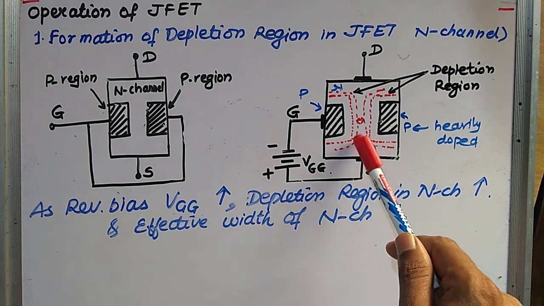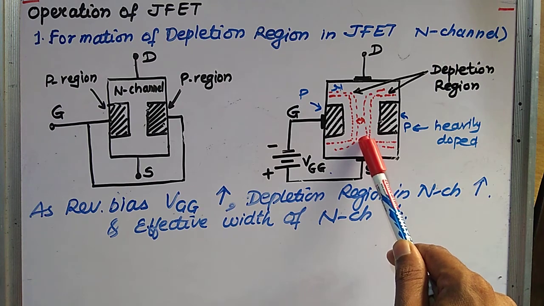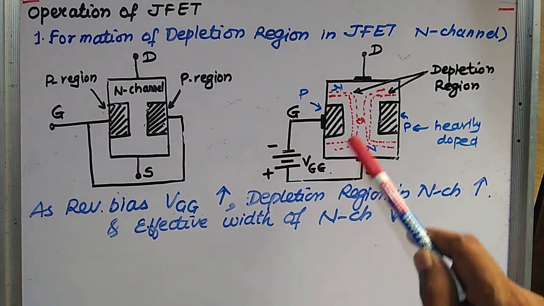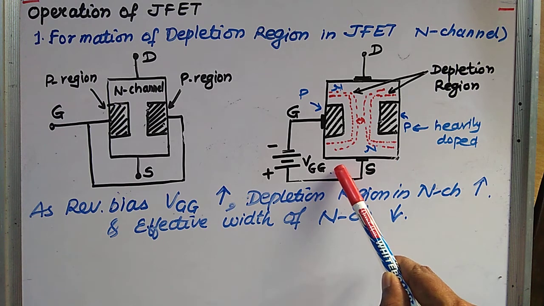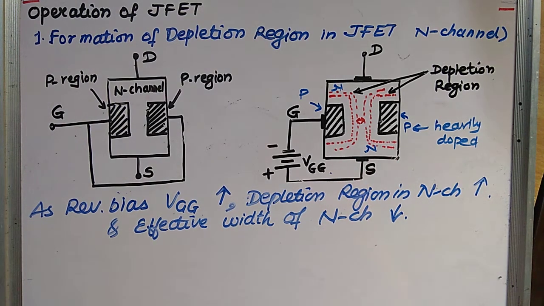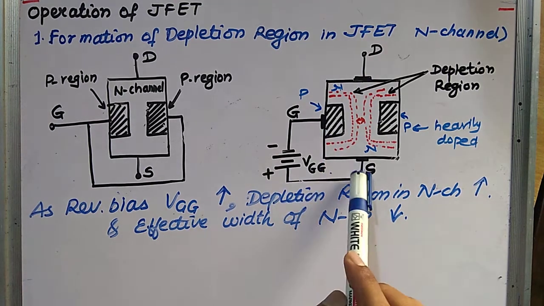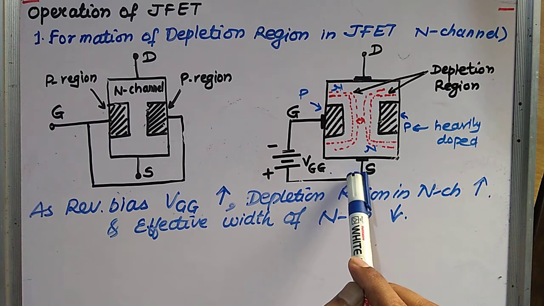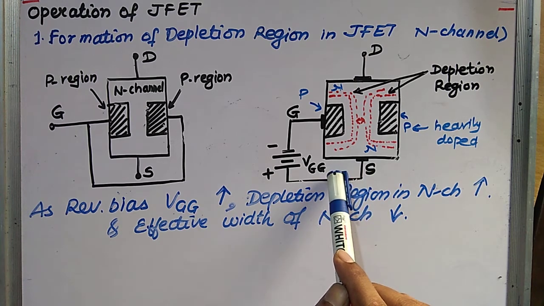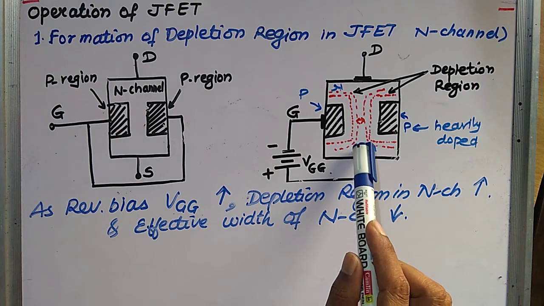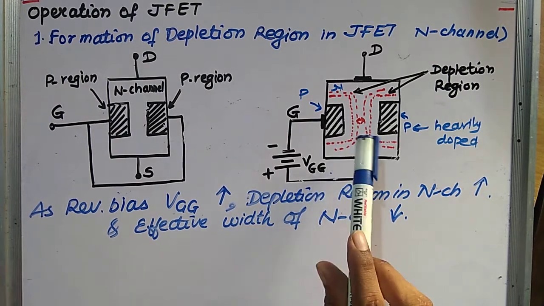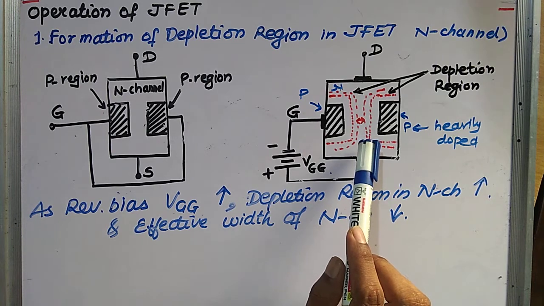Effective width is decreasing. All this is happening because of the increase in the reverse bias. This is the effect of giving a reverse bias across the gate to source terminals of the N channel JFET. So as the reverse bias is increasing, the width of the depletion region in the N channel is increasing.